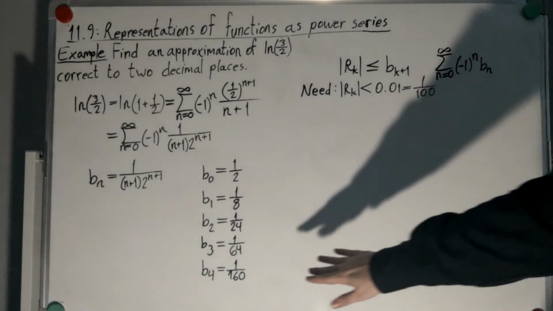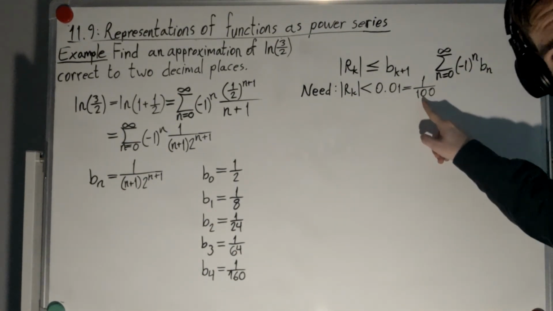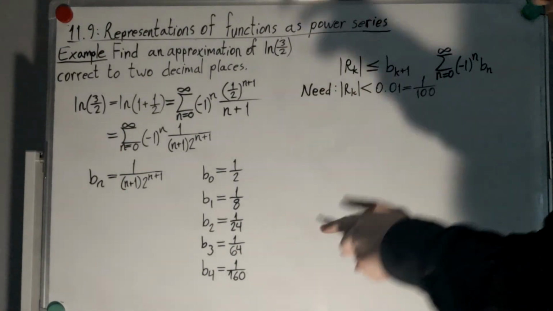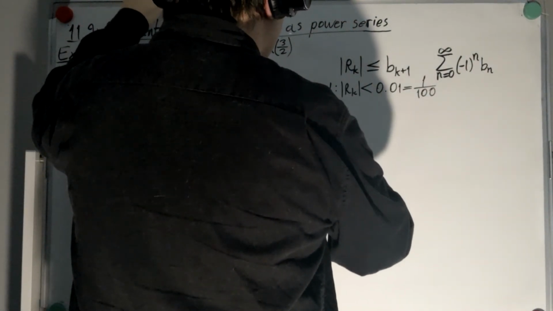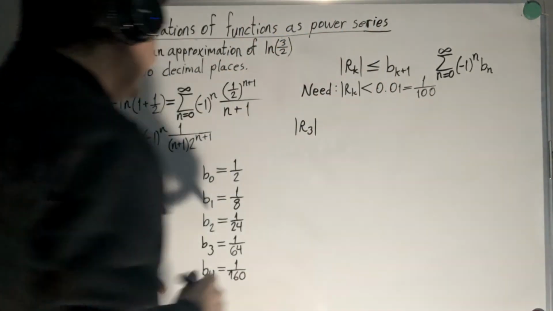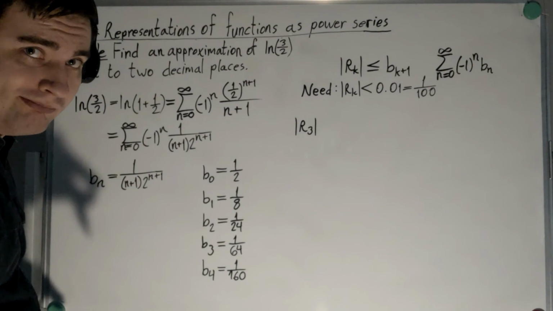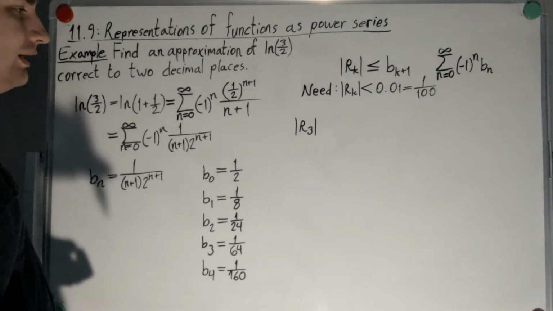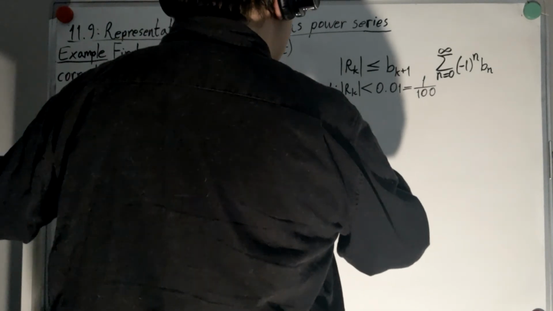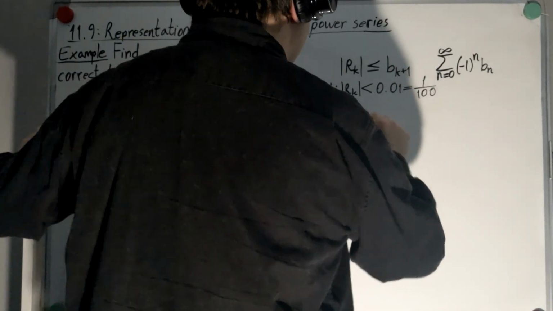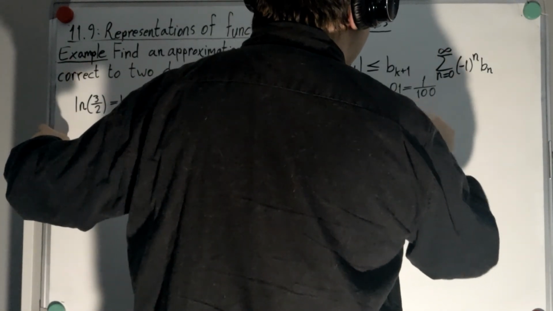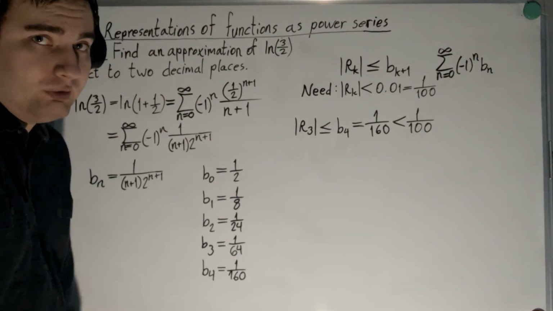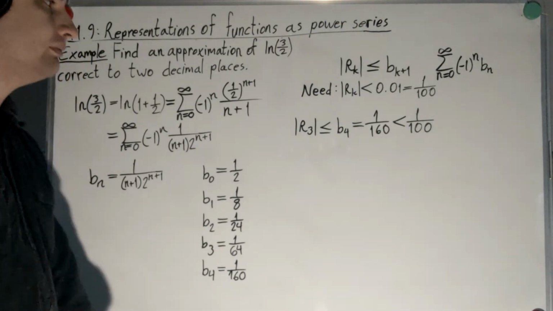Okay, and then this is as far as we need to go, because now this is smaller than 1 over 100. So the alternating series estimation theorem says that the absolute value of the error in taking the n equals 3 partial sum, or k equals 3, whatever you want to call it, is going to be less than or equal to b_4, which we know is 1 over 160. And that, of course, is less than 1 over 100. And that's what we wanted, right? We wanted the error to be less than 1 over 100.